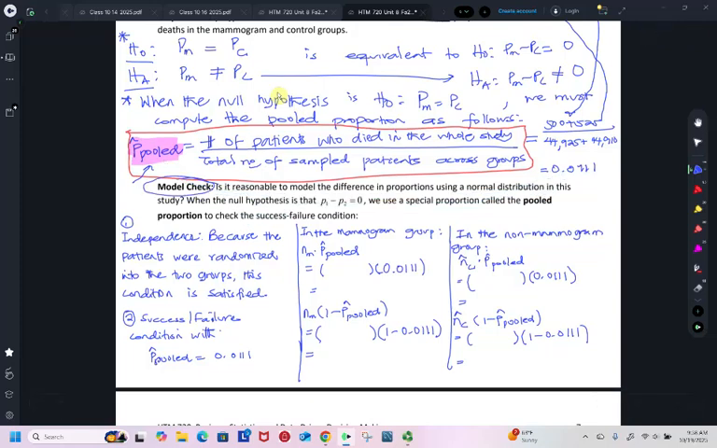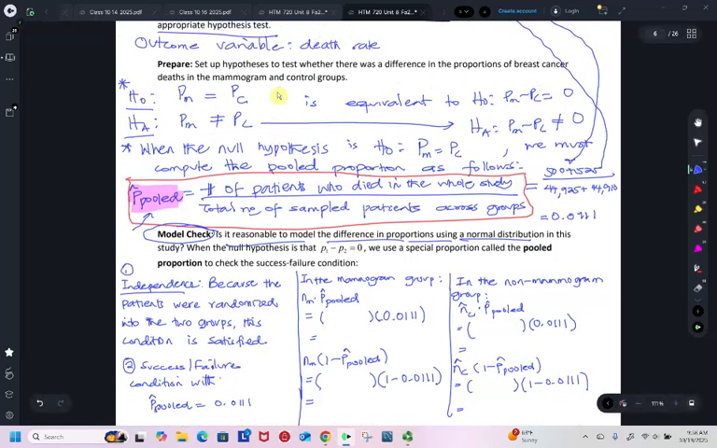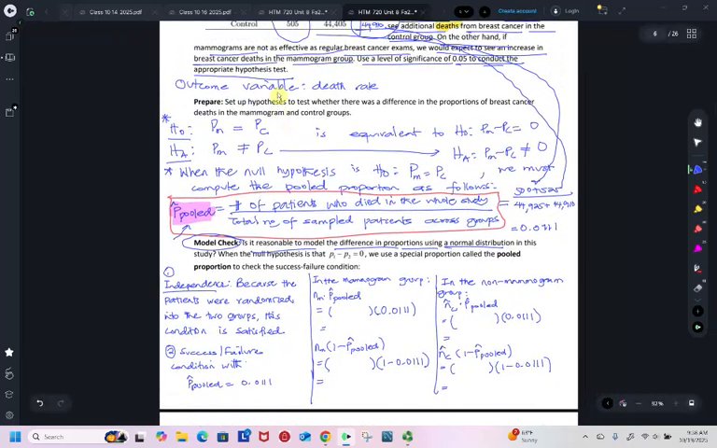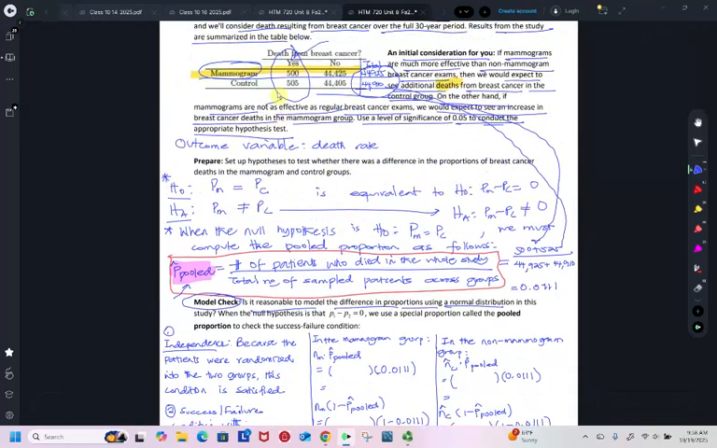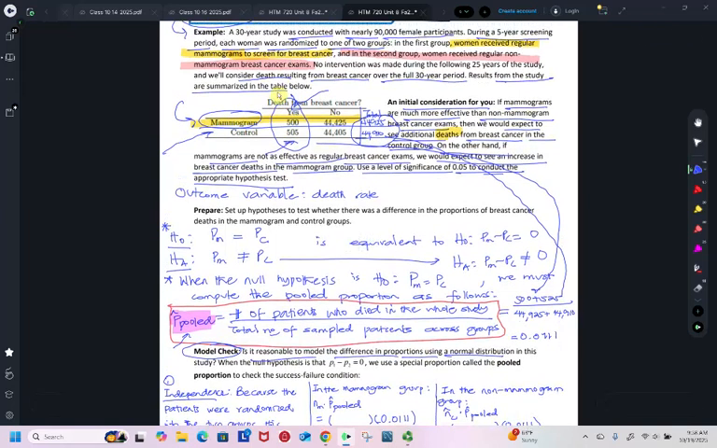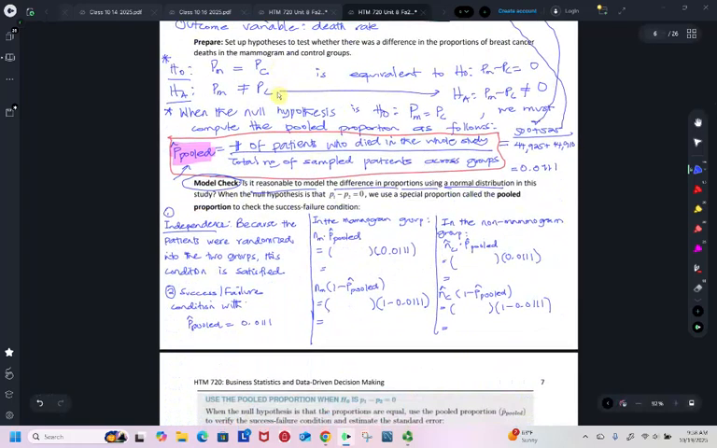And the model check requires us to answer the question, is it reasonable to model the difference in proportions using a normal distribution? To do that, the first thing to check is the condition of independence. The condition of independence is guaranteed if the patients or the experimental units in the study were randomized into the mammogram group and the control group. Well, we're told here, based on the context, that the patients were randomized into one of two groups. So that tells us that this condition of independence is satisfied.